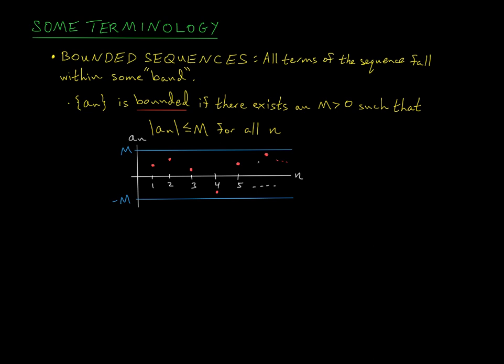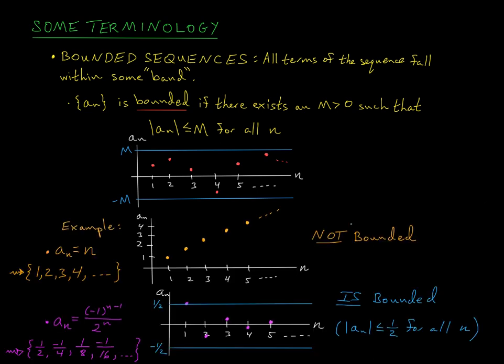So next up, let's go ahead and define what we mean by a bounded sequence. And so again, the intuitive sense of being bounded just means that all the terms of the sequence fall within some band. Okay, so to be a little bit more precise there, we say that the sequence a sub n is bounded if there exists some positive number m such that the absolute value of a sub n is less than or equal to m, and that's true for all n. Okay, so in other words, I can find some bound where all the terms fall in this band between minus m and m. Okay, so here's two examples to illustrate.